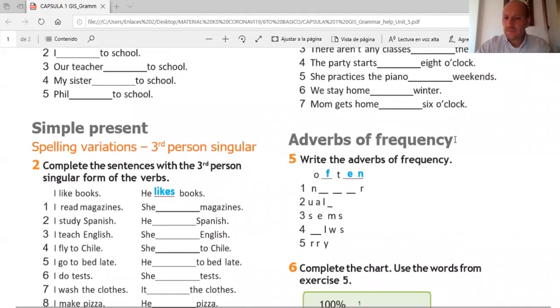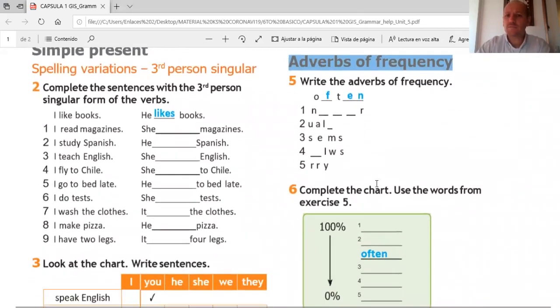Adverbs of frequency. Adverbios de frecuencia. The adverbs of frequency are always the same. Los adverbios de frecuencia son siempre los mismos. Sin embargo, tenemos que entender that frequency adverbs, los adverbios de frecuencia, tienen un orden. They have an order. Okay? So, let's see the order. Veamos el orden. Okay?